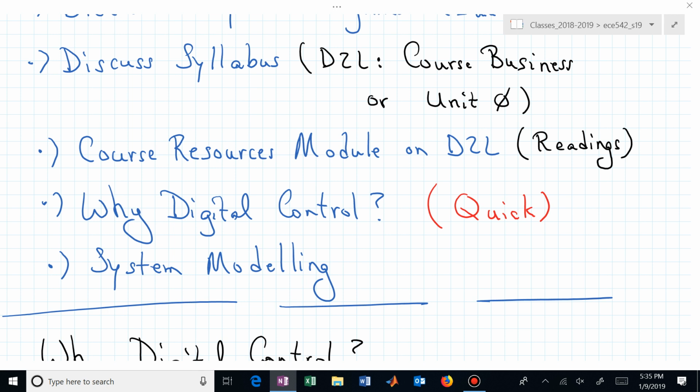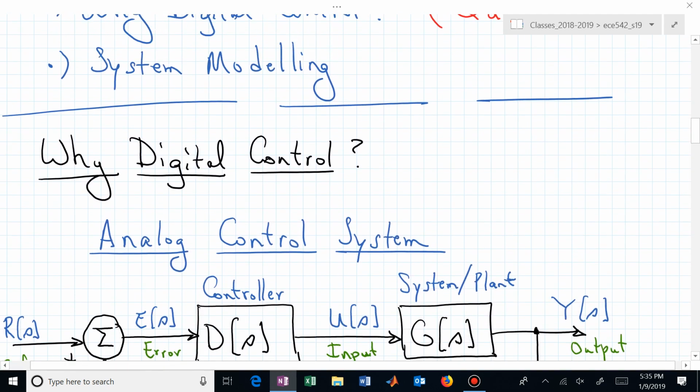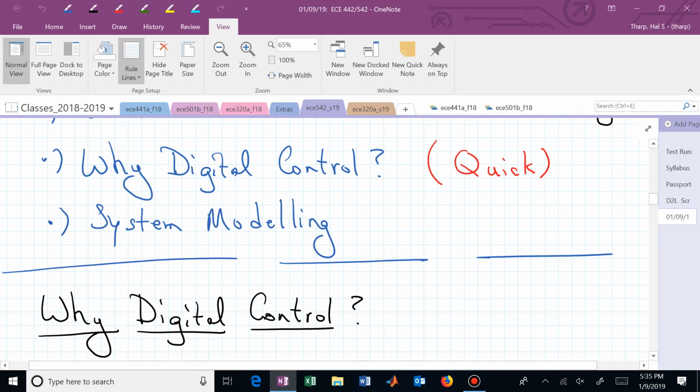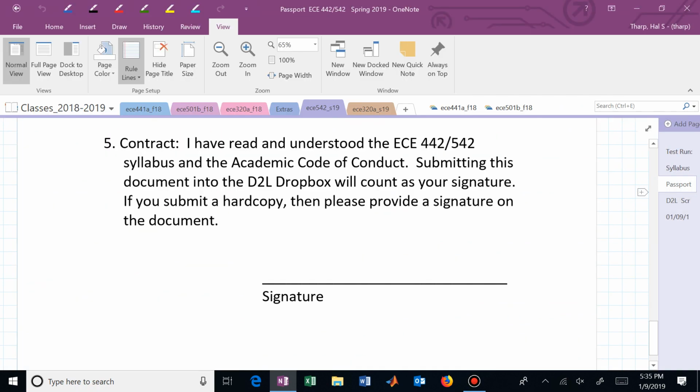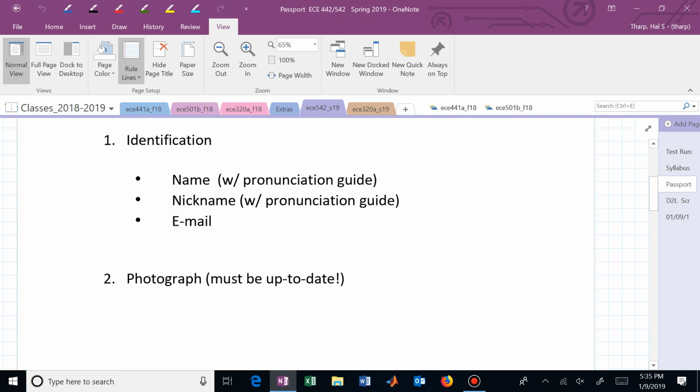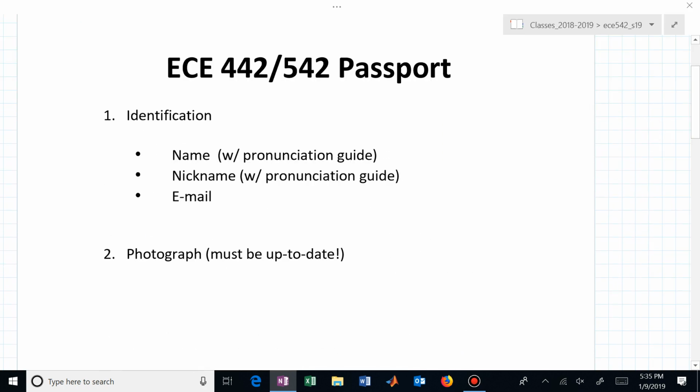We'll quickly go over the reason behind this class. Why are we studying digital control today? And then we'll get into system modeling. That should be the wake-up call for how we start working with a system and modeling it so that we'll be able to control it. In the first part of this, I may be going through quickly, scrolling through, but hopefully it won't be that big of a deal.